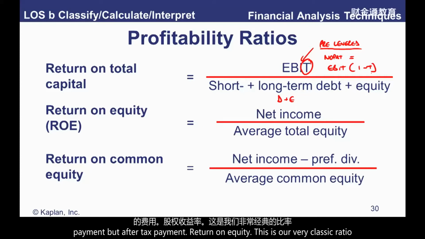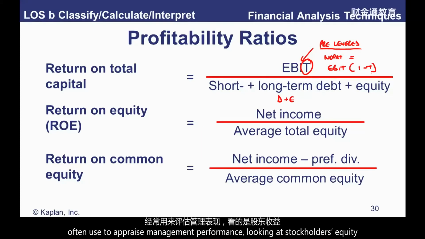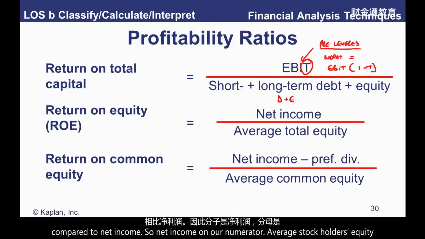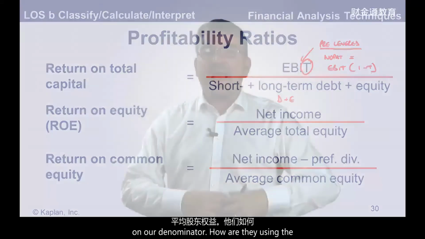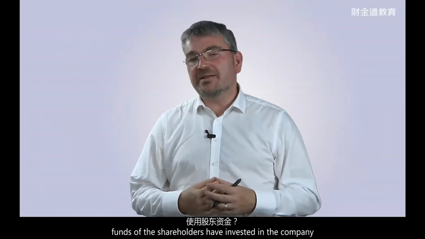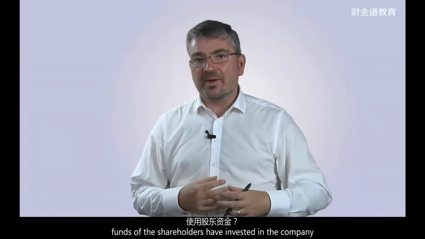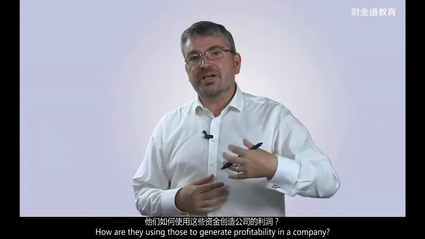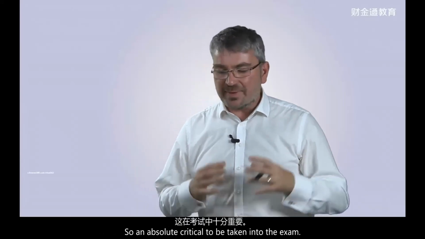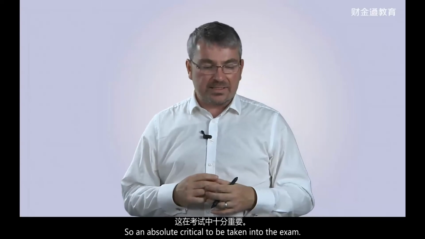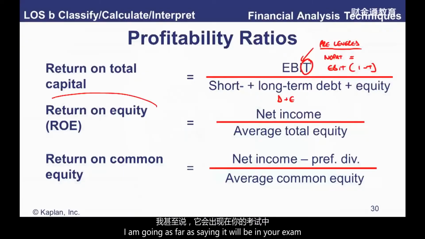Return on equity, well here is our very, very classic ratio, often used to appraise management performance, looking at the stockholders' equity compared to net income. So net income on our numerator, average total stockholders' equity on our denominator. How are they using the funds that the shareholders have invested in the company? How are they using those to generate profitability for the company? So an absolutely critical one to take into the exam. I'm going to go as far as saying it will be in your exam.